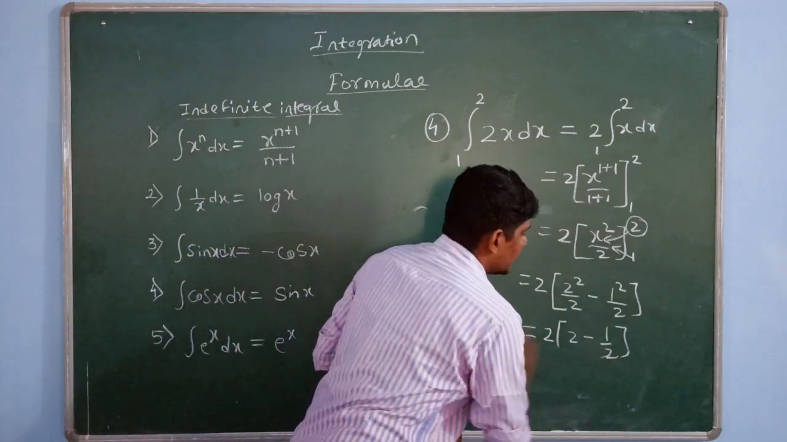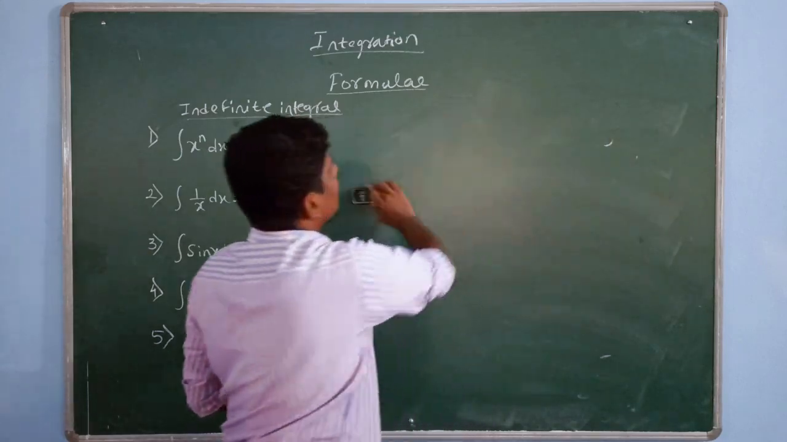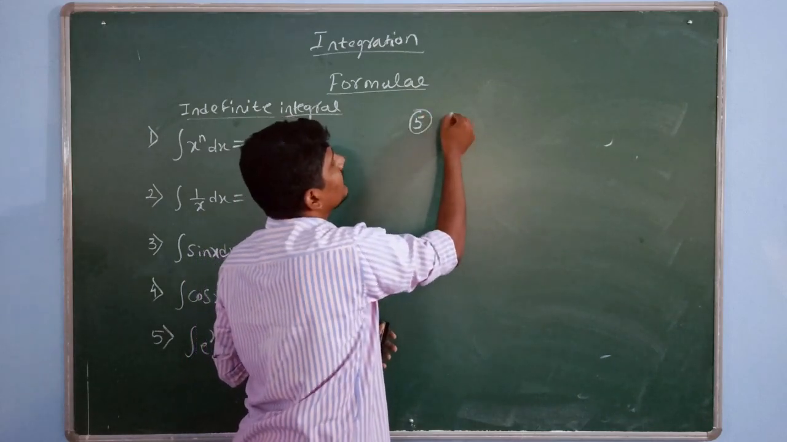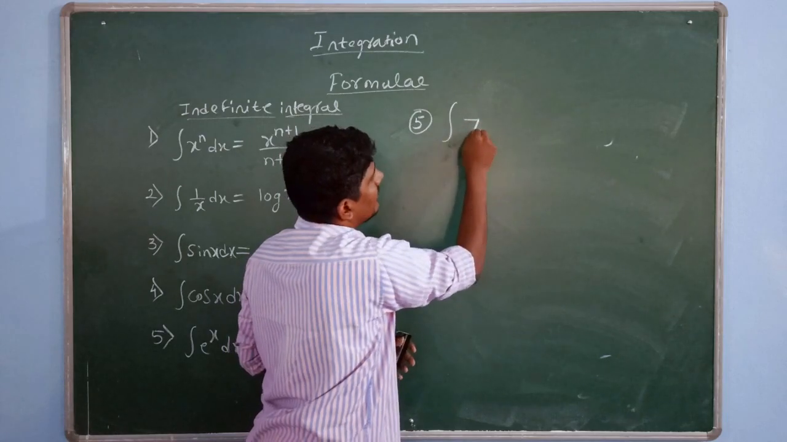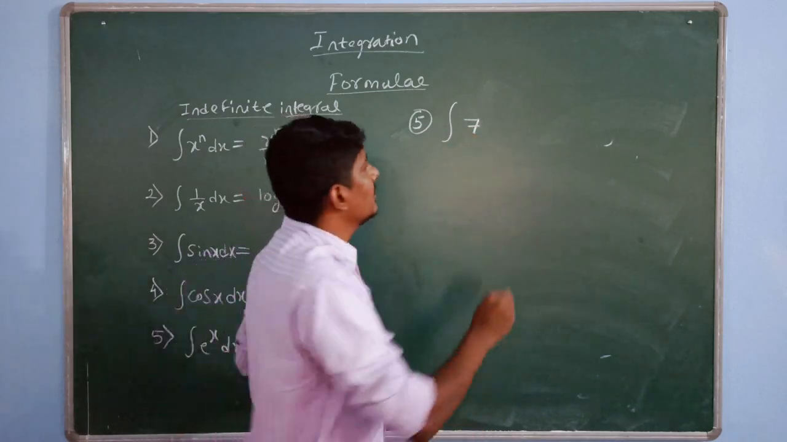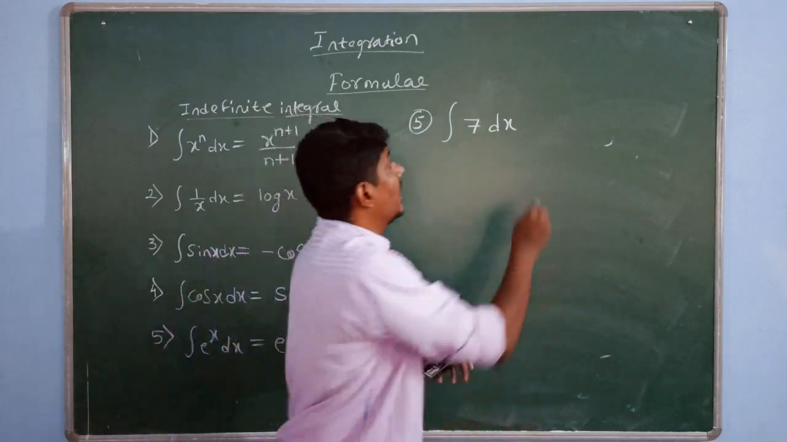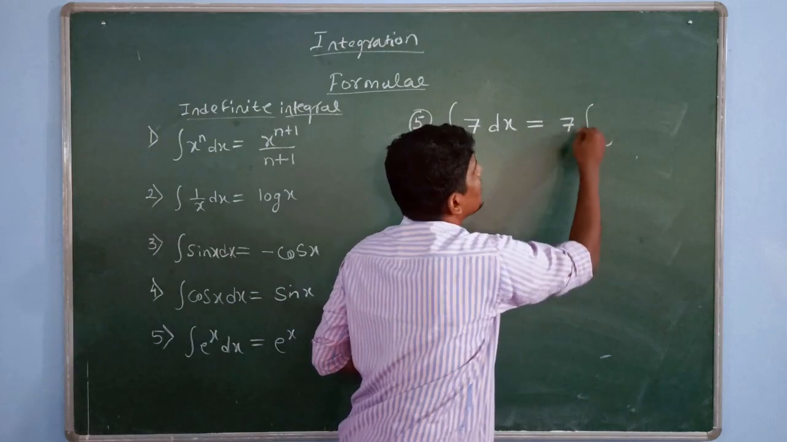Now finally we will see one special example. Now what is that special example? I think it is the fifth one. Integration of a number. Let's take 7. How to integrate 7? For that you need to write dx again. Now as I told you, while integrating, take 7 outside because it is constant.